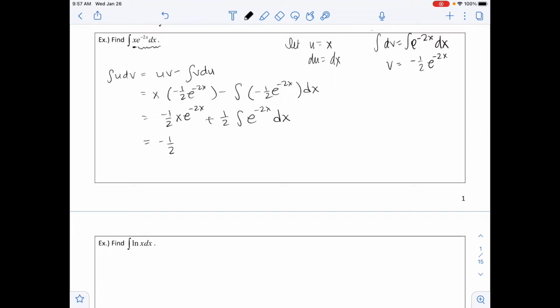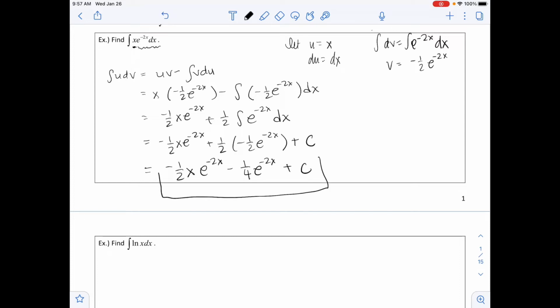So I have negative 1/2 x e to the negative 2x plus 1/2, and then integrating e to the negative 2x dx, we arrive at negative 1/2 e to the negative 2x. And since I'm done integrating this problem completely, I am now going to add my plus c, my constant term. I'm going to clean this up just a little, and I have negative 1/2 x e to the negative 2x minus 1/4 e to the negative 2x plus c. So this will be our final answer.